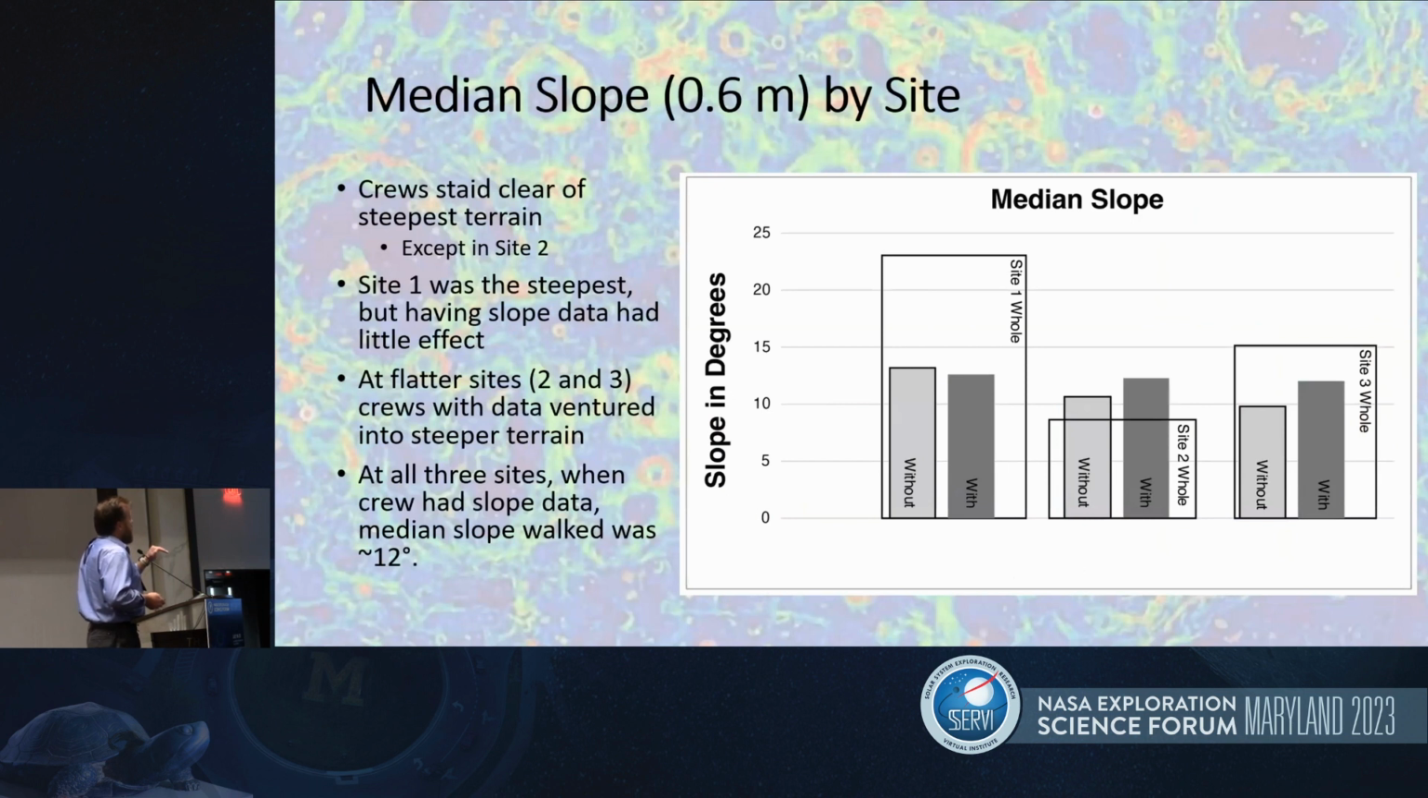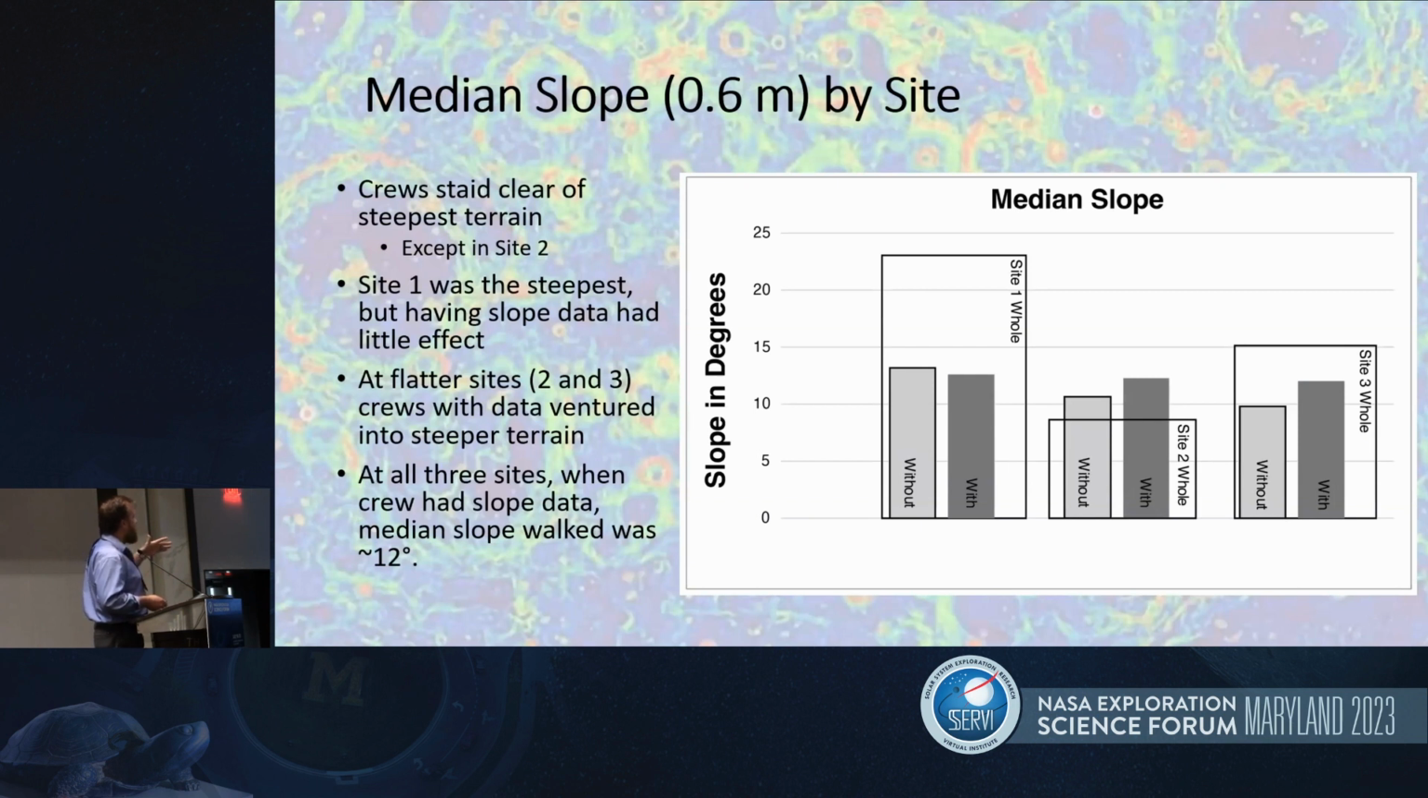So if we dig a little bit deeper into the data, now I've taken the color out, but the white boxes here are the median slope in a site. The gray boxes are median slope where people walked without any extra data. They had their map book and cuff checklist, but they didn't have any location information with the slope. And then the dark gray boxes are when the crew had information about the slope at their fingertips, as well as their location. Site one was obviously the steepest site. But people avoided the steepest parts of that site, whether they had data or not. People can avoid steep slopes without the data in their face.